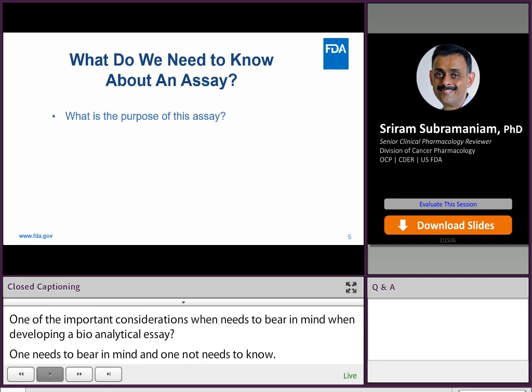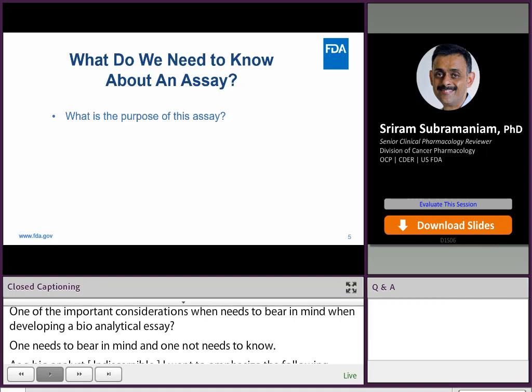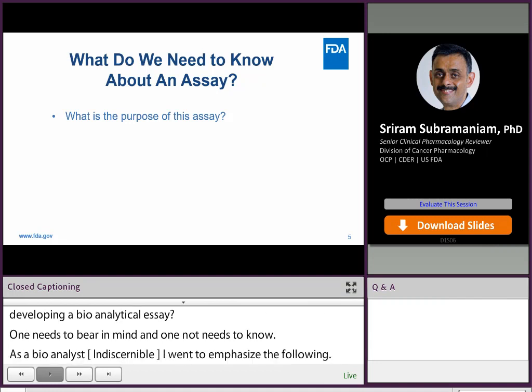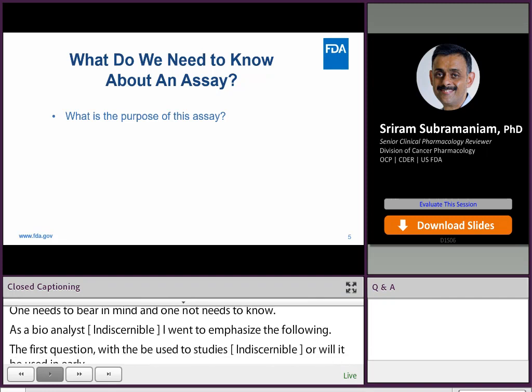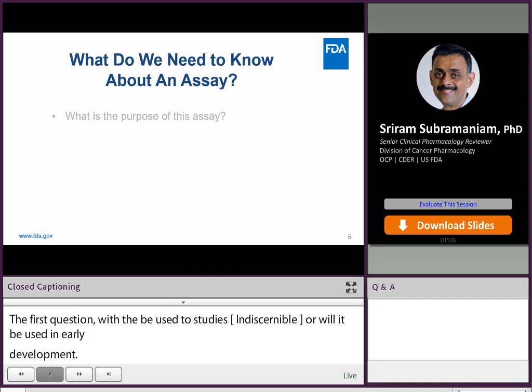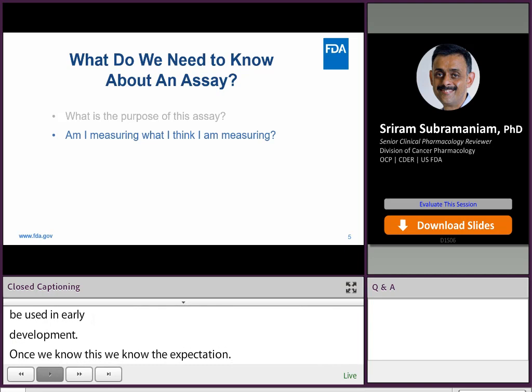The first question relates to assay purpose. Will it be used for studies to make dosing or labeling decisions, or will it be used in early development for go or no-go decisions? Once we know this, we know the expectation for the assay. The second question deals with specificity and selectivity, which is detecting signal from noise.